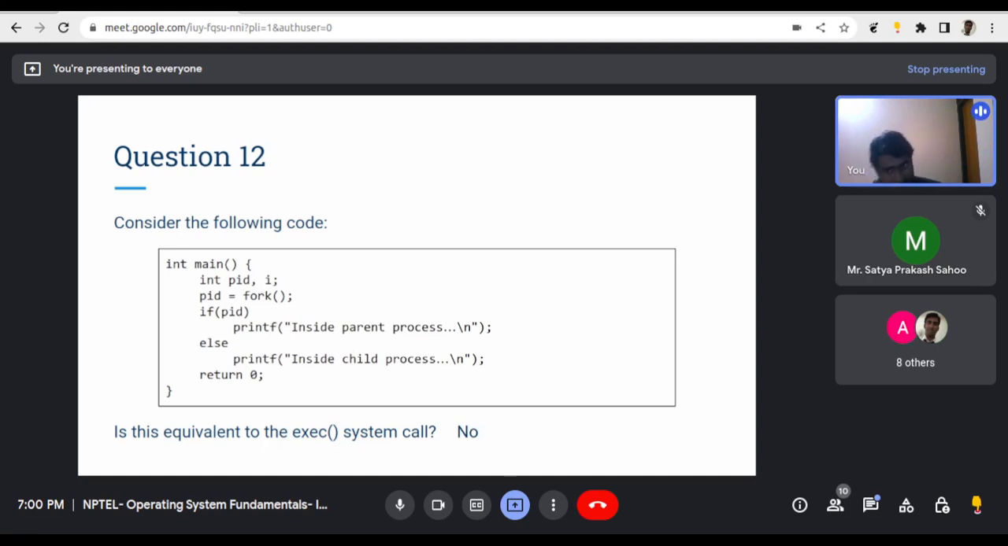No, it is actually not equivalent to the exec system call. What happens is that the same code is present. In exec the code section is changed, right? So a different code is executing. But in this case the same code is present. It is just that depending upon the if statement, we are executing a different set of instructions. That is how the code is designed. But the same code is present in both the processes, right? So this is not equivalent to the exec system call.